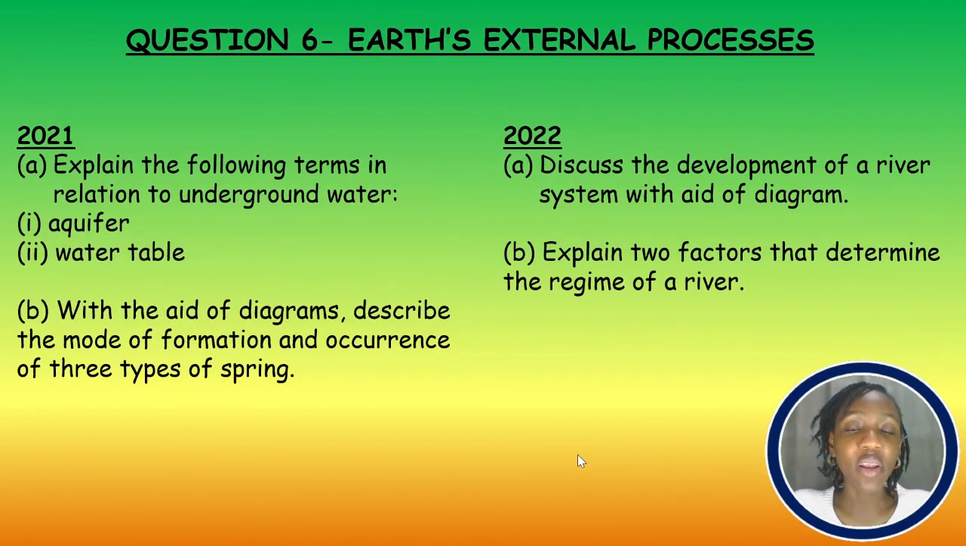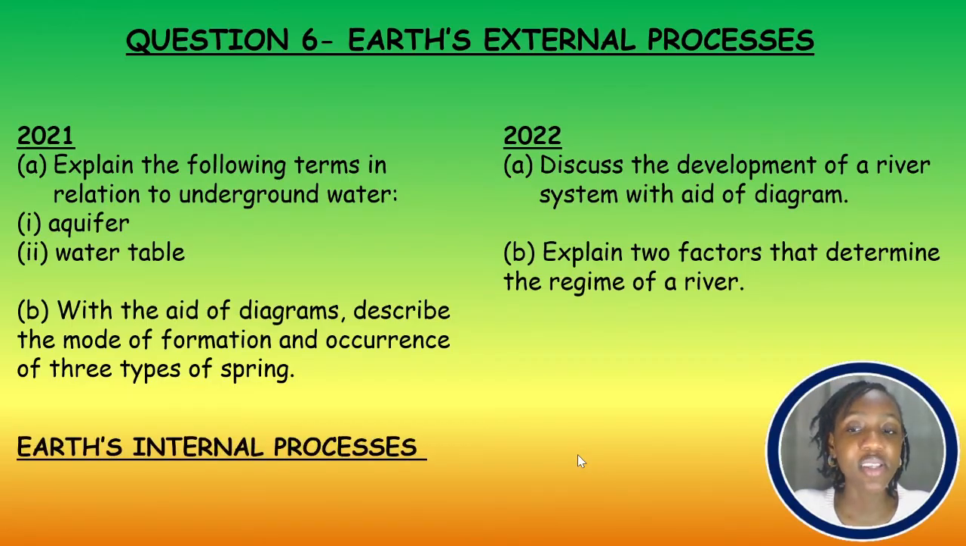For 2022, you can see that we're asked to describe the development of the stage of the river with the aid of a diagram again. And then for 2021, we have a slight exception to the pattern because instead of following the trend of question 6, this question falls under the topic of Earth's internal processes. And if you've been paying attention, you remember that question 5 is about Earth's internal processes. So that's why I said it's a slight exception.